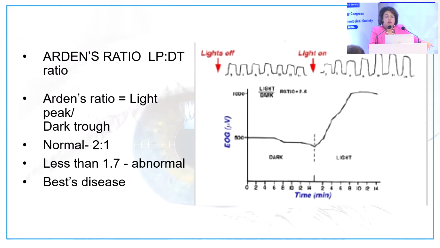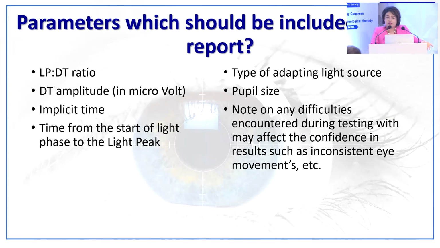The Arden ratio is normally 2:1, light peak upon dark trough. If it is less than 1.7, it is abnormal. Basically it is used for diagnosing Best disease and the different types of bestrophinopathies. The parameters which should be included in the EOG report are the LP by DT ratio, DT amplitude, implicit time, the time from the start of the light phase to the light peak, type of adapting light source, pupil size, and also note any difficulty encountered during testing which may affect the confidence in the results, such as inconsistent eye movement.